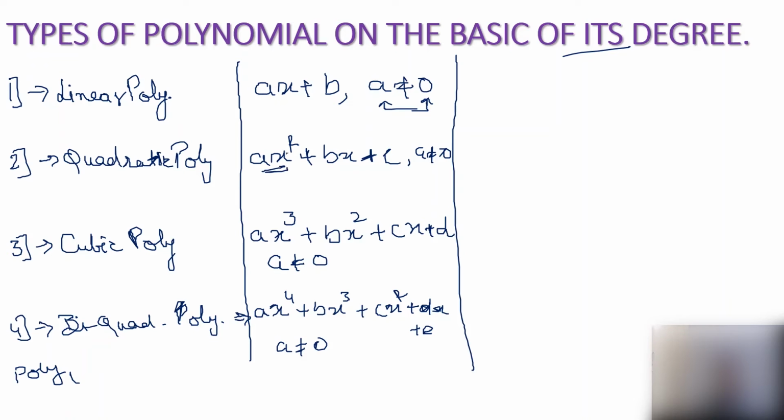What will happen if a is equal to 0? It will become a quadratic polynomial. That's why the additional condition is here.